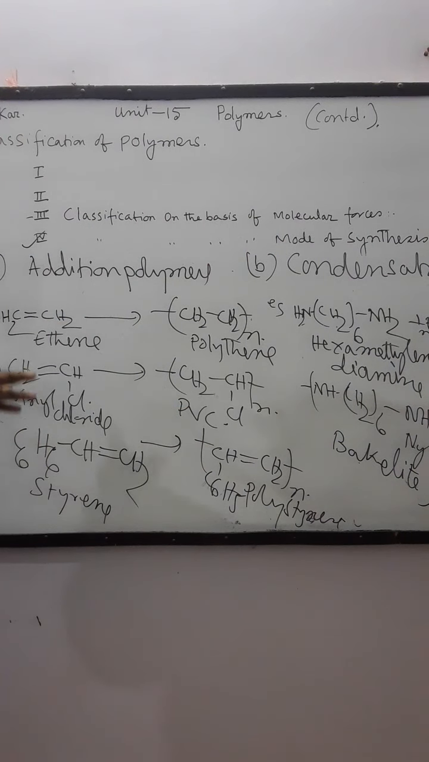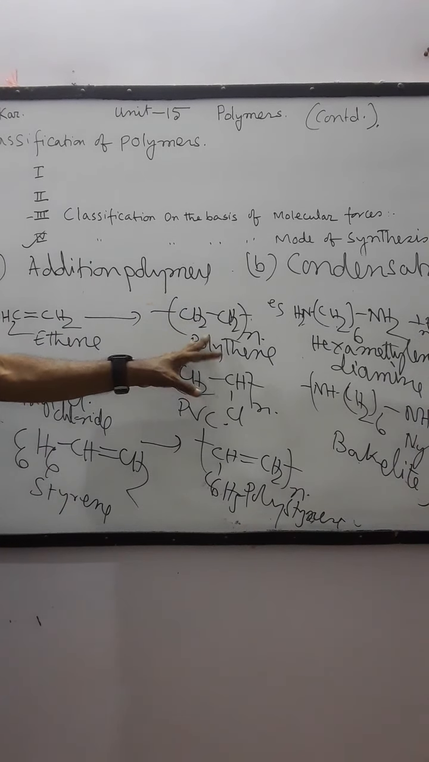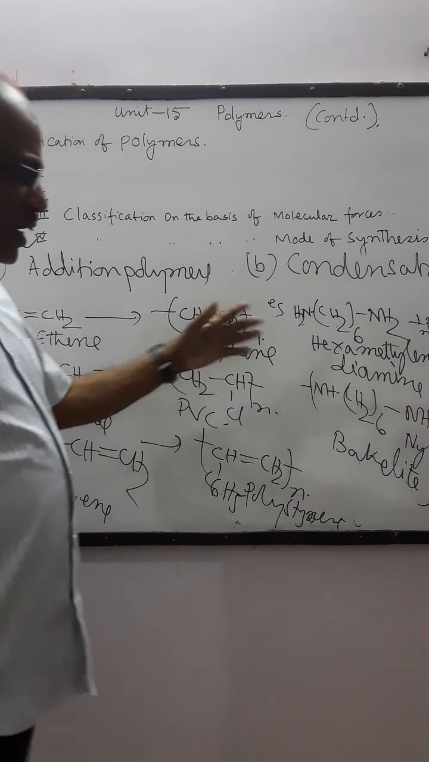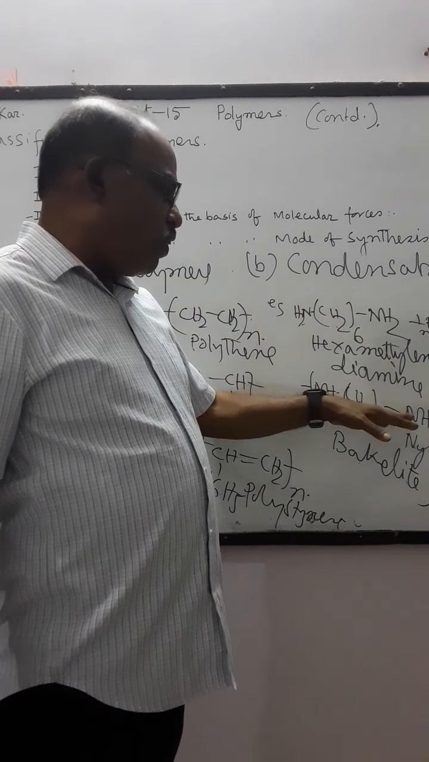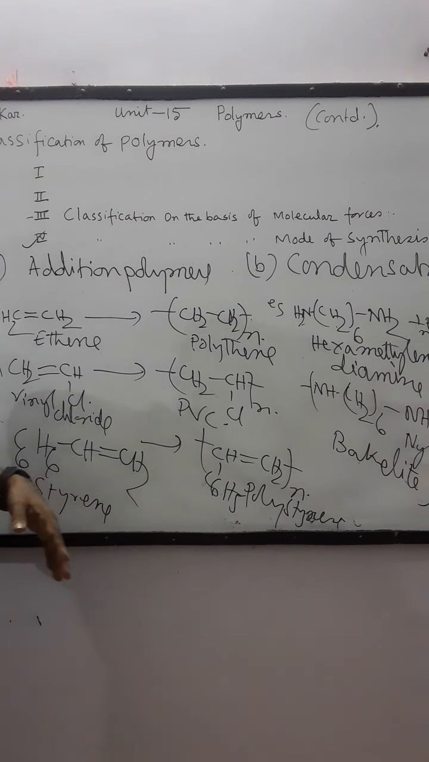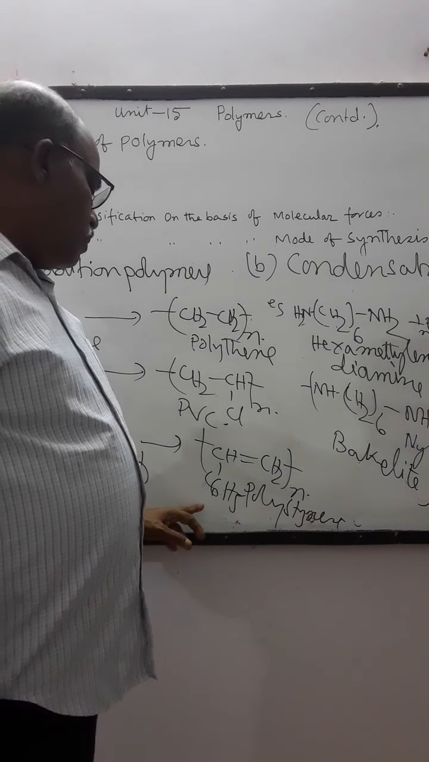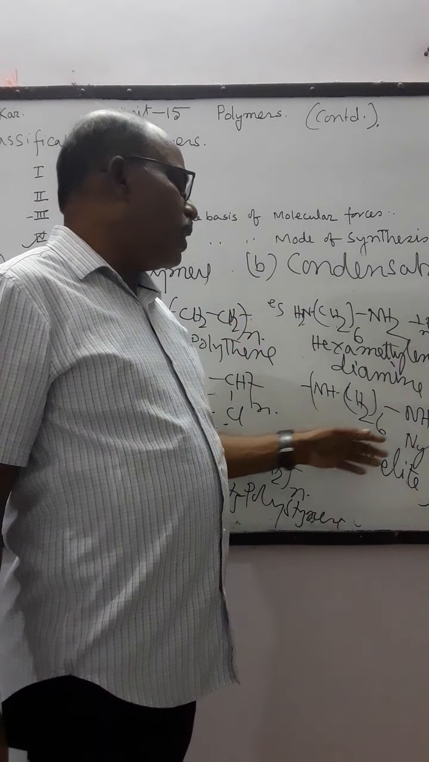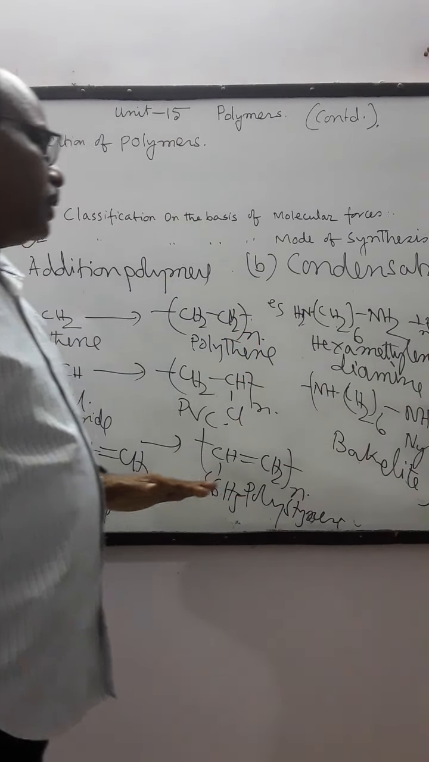Third point, in addition polymerization nothing is eliminated during the reaction. The entire reactant is converted to product without elimination of small molecules like water. But here, when the product is formed, small molecules like water, ammonia, HCl, ethanol, etc. are eliminated. And the final point, examples of addition polymers are polythene, PVC, polypropylene, polystyrene, etc. Here the examples are Bakelite, nylon 66, Terylene, etc.